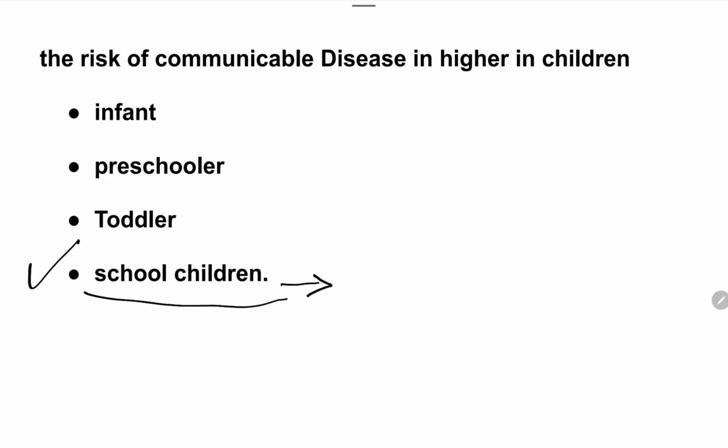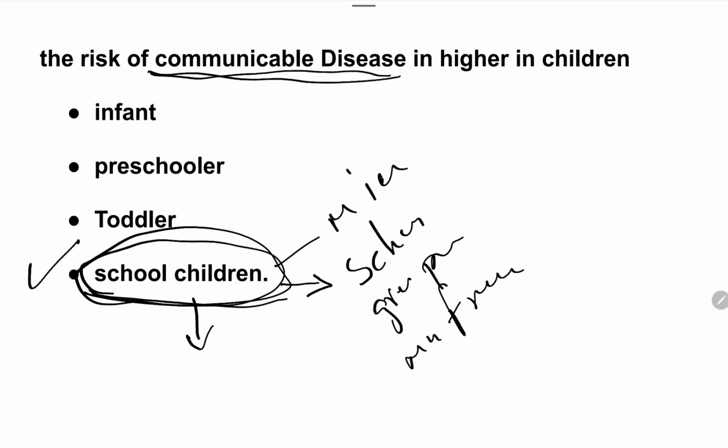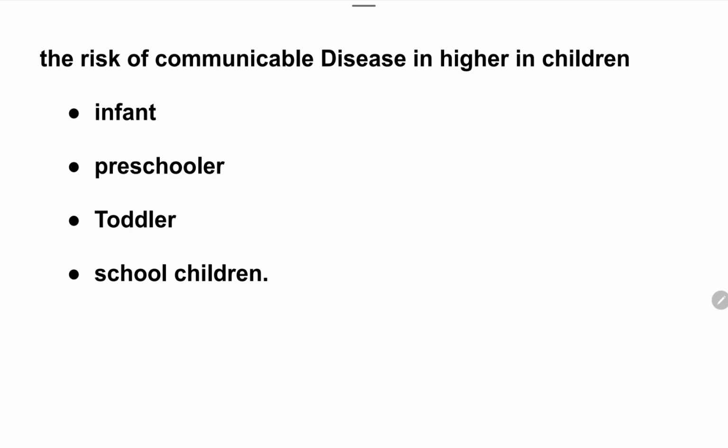Why? Because school children go outside. They go to school, they go to the ground for playing, and they mingle with friends and everybody. So these school children are more prone to get infections, and also these children have less knowledge regarding hand hygiene and protective measures to follow to stop the transmission of communicable diseases. So option D is the right one.